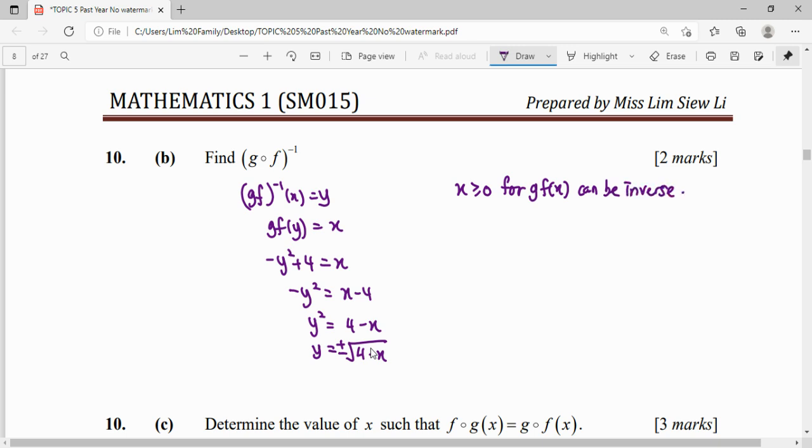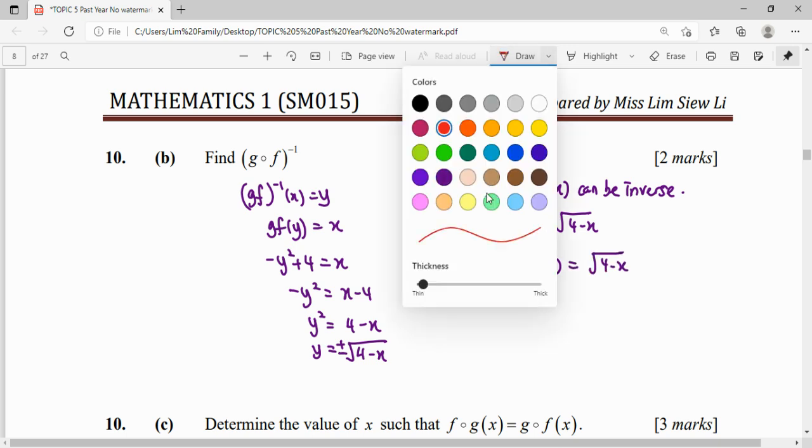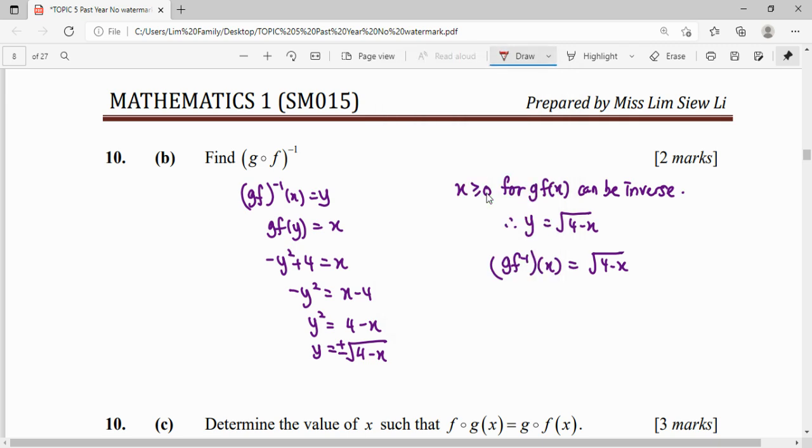Therefore, when I select the domain for this gf function to be invertible as x greater than or equal to 0, meaning the right hand side part, then only I can conclude that y will equal the square root of 4 minus x. So therefore, gf inverse of x will equal the square root of 4 minus x. So this is the question, the concept, and the answer.